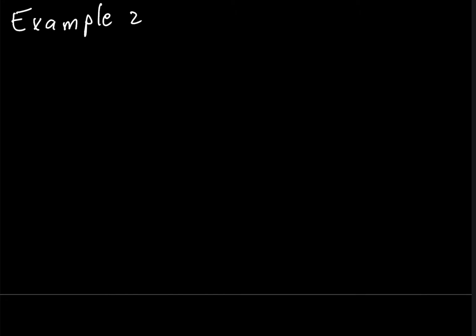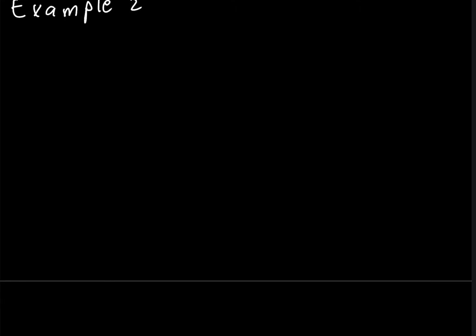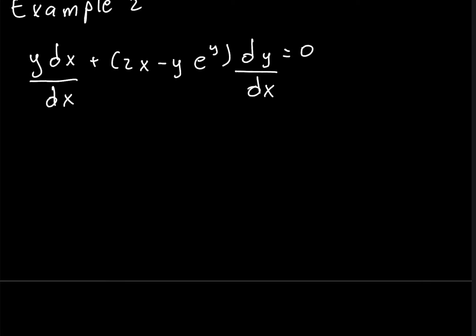So our example 2 will be the following: y dx plus (2x minus y e^y) dy equal to 0. Okay, so this is not our typical equation, so we have to put it in the right form. This is mathematically wrong, but this is how some schools teach it, for the sake of understanding and for the students getting used to this in a better way. But it's not mathematically correct. So what they do is they divide everything by dx. And then what they get is the following.